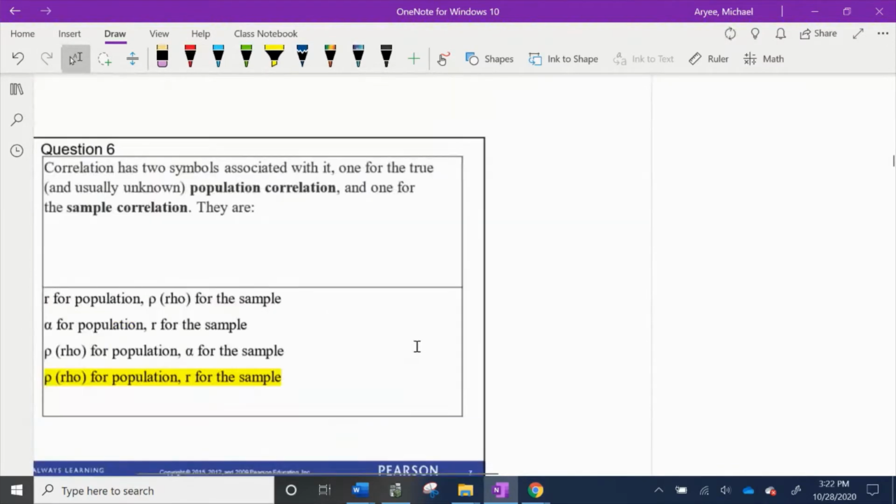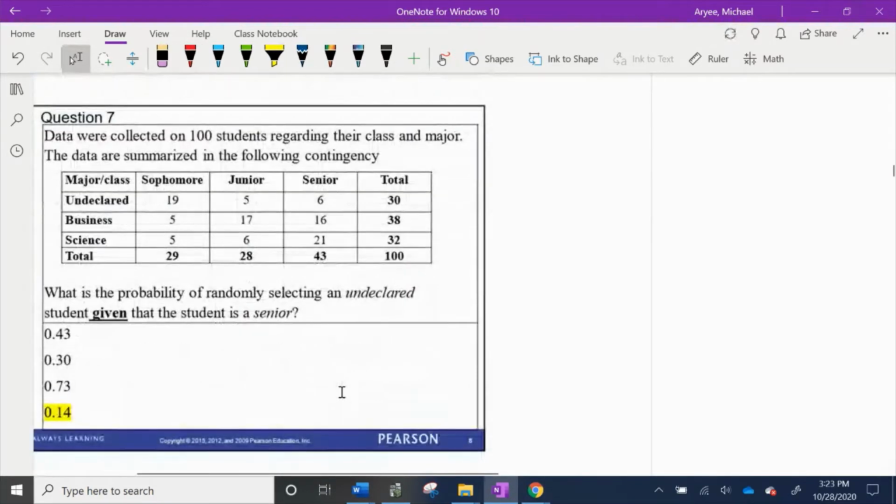Now, the next question, question 6. That's an easy question, right? I gave you the notations. Rho is population correlation, and R is for sample correlation. So that's straightforward. I don't have to worry about it. Okay, good. This is a good question.